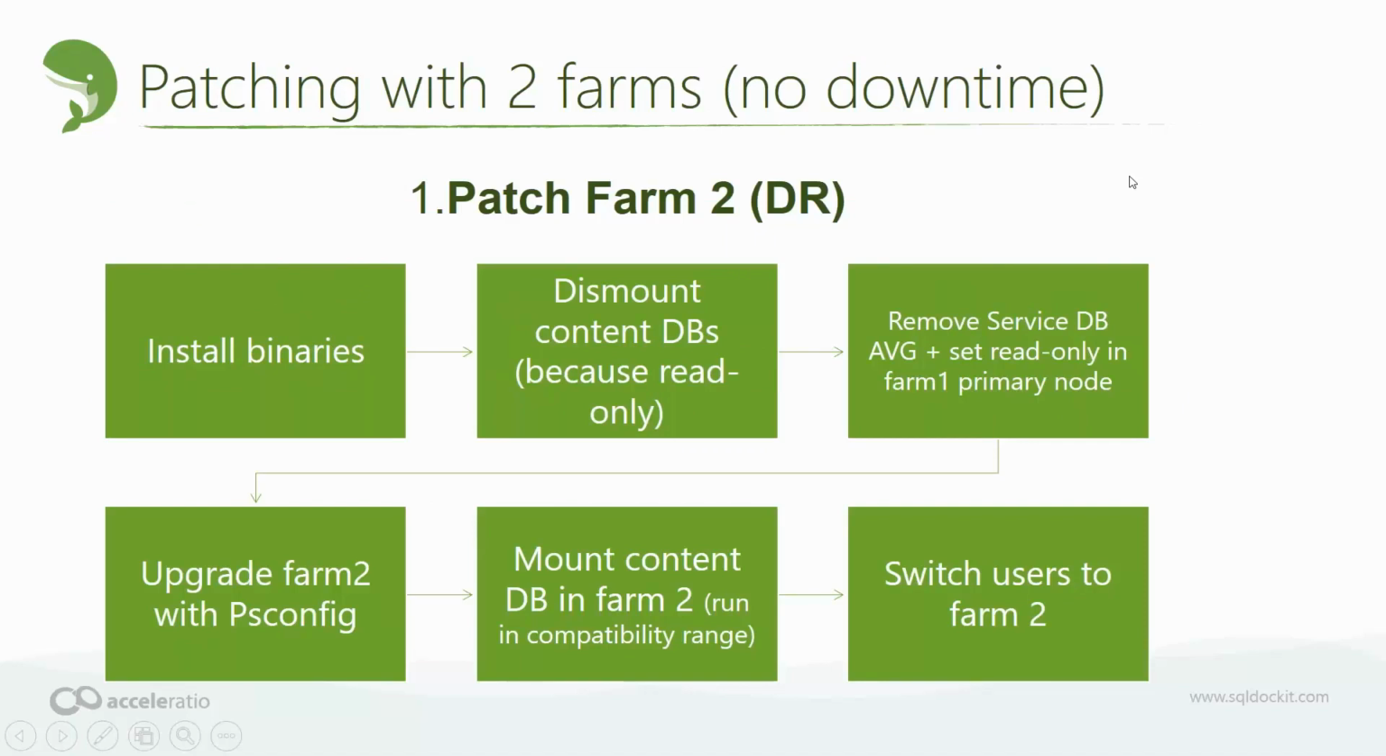Now also something which I find very exciting is, let's say you have 2 farms. How can you patch these 2 farms? Actually, the good news is, even if you have a SharePoint 2013 farm, you can patch the 2 farms without having downtime. And how does that work? The logic is the following. First, you patch the DR farm, the one in Brussels, and then you patch the main farm. But the devil is in the detail.